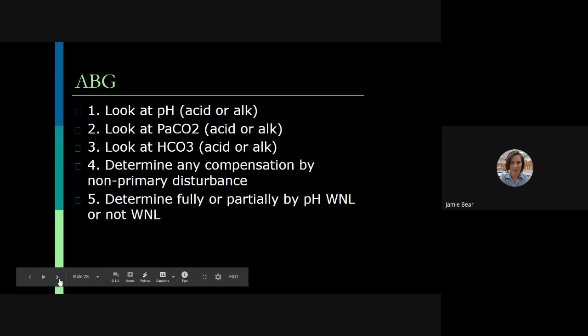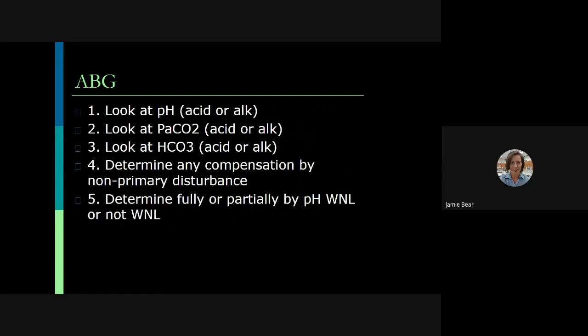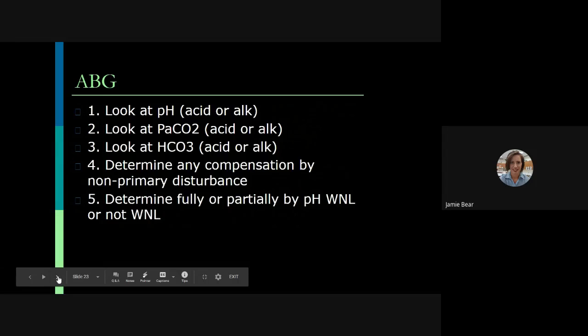So when we're looking at an arterial blood gas, first look at the pH and determine if the sample is acidotic or alkalotic. Then look at your PaCO2 and bicarb and do the same thing. Then determine if there's any compensation by the non-primary disturbance, and then determine if your sample is either fully or partially compensated by looking at whether the pH is within normal limits or not.